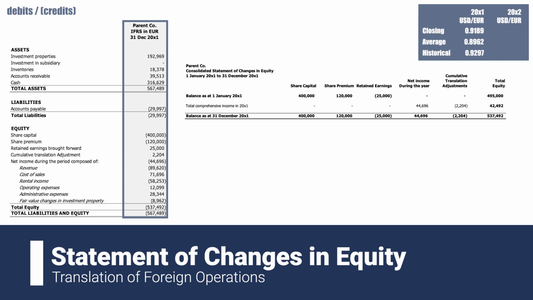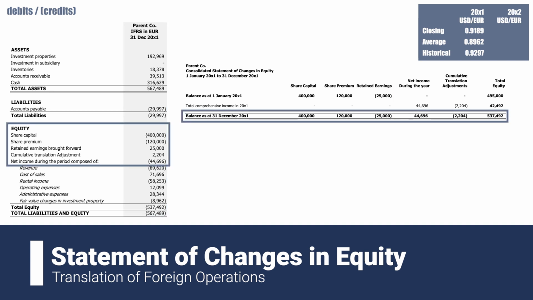Here we assume the previous year's net income was already closed to the retained earnings account. The next portion of the changes in equity is the comprehensive income during the year, which is composed of two items. The net income in the P&L amounting to 44,696 euros, and the other comprehensive income from translation of foreign operations amounting to a debit or a loss of 2,204. There are no other equity items to account for, so the next step is to add all the rows from the beginning balances and all the movements. We have to ensure that the ending balances agree to your balance sheet.